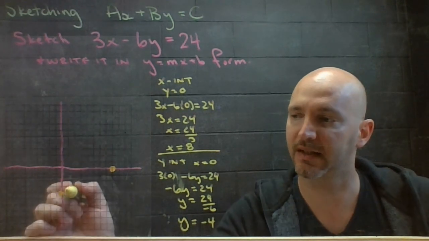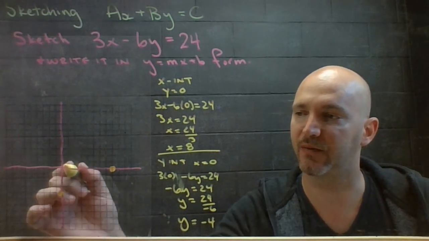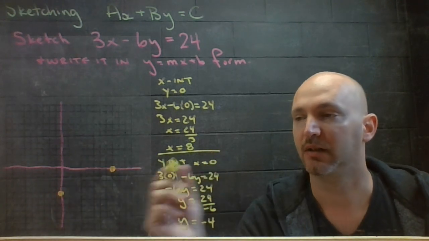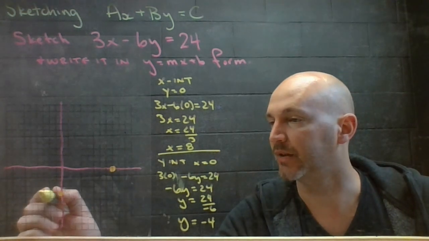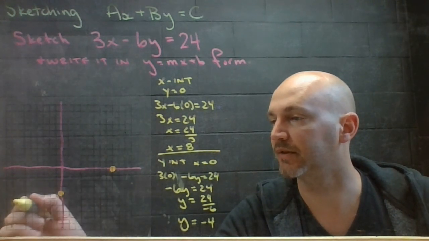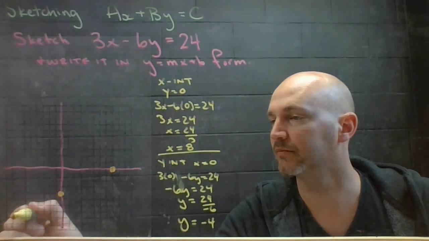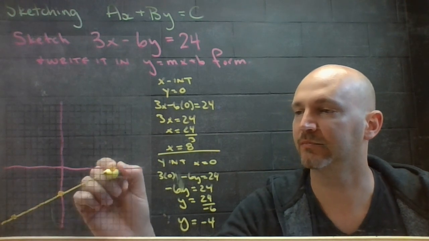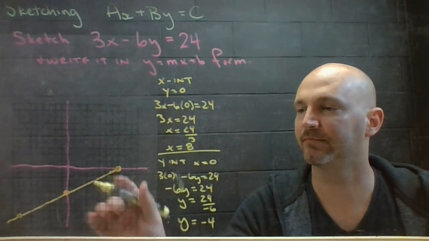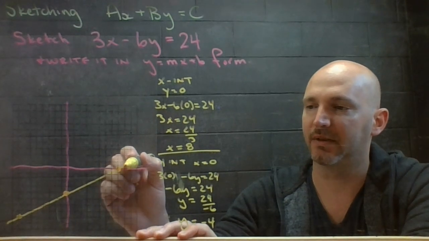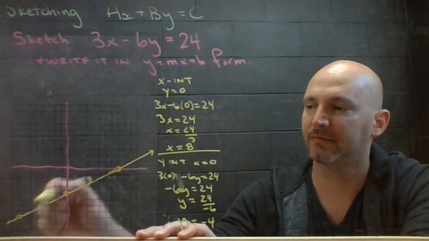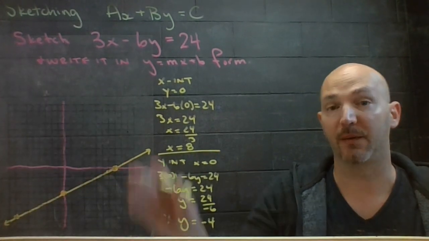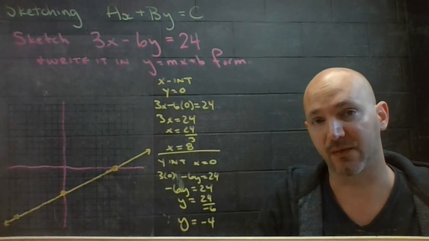All right, so it looks like this line goes 1, 2, 3, 4 down, and 1, 2, 3, 4, 5, 6, 7, 8 over. Let's connect that there. Technical difficulties here. There we go. All right. So that's how you sketch it when it's given to you in this form.